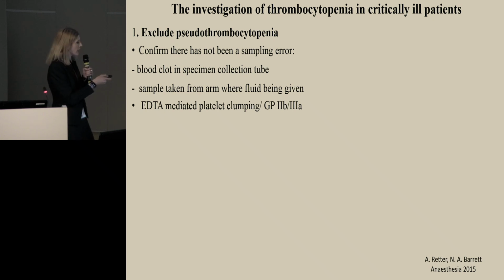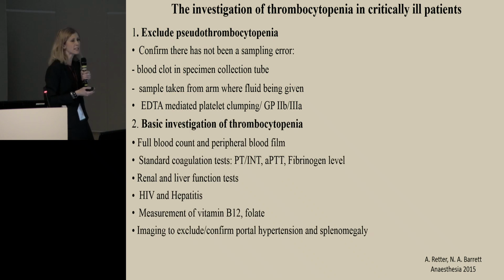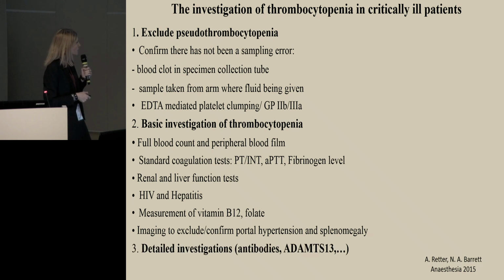Once we are sure that we really have thrombocytopenia, we need to do some basic investigations. And these investigations can be done basically in all the labs and are useful to exclude some very common causes of thrombocytopenia, such as liver cirrhosis, such as acute viral infection. And after running these tests, we already should have 1 or 2 diagnostic suspicions. And then we can ask for more specific tests of thrombocytopenia, like antibodies or measurement of ADAMTS13. So this is my suggestion, to be very logical in your diagnosis of thrombocytopenia in ICU.